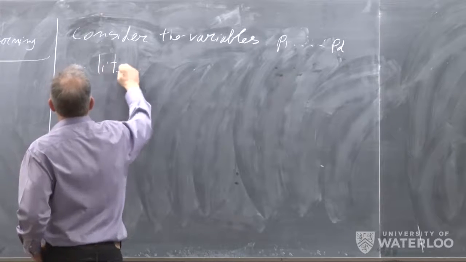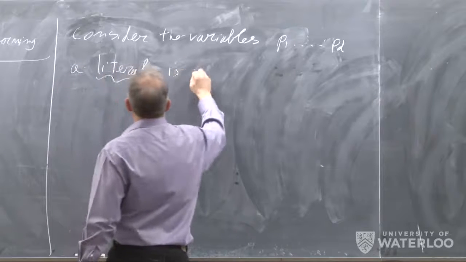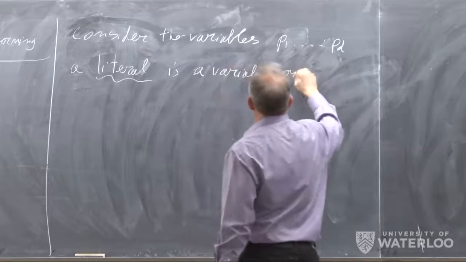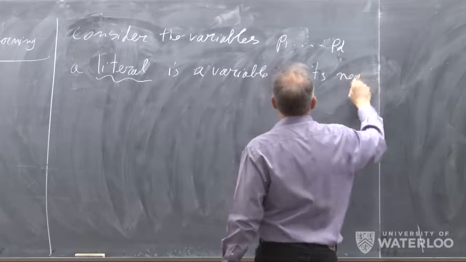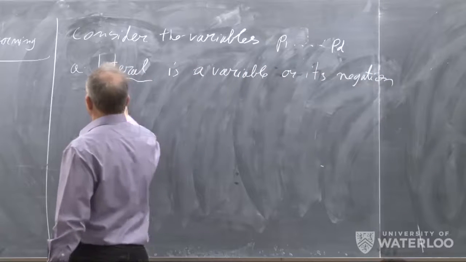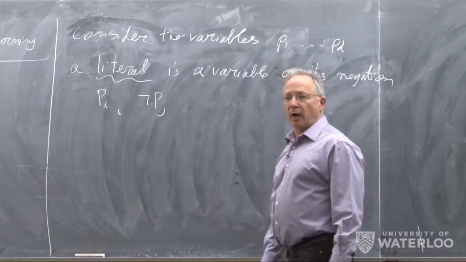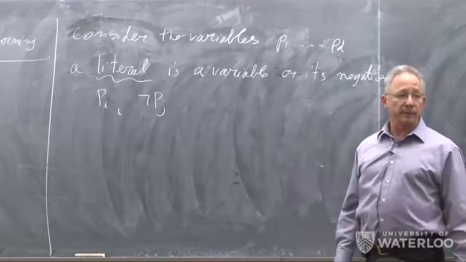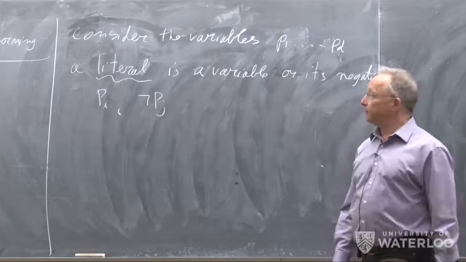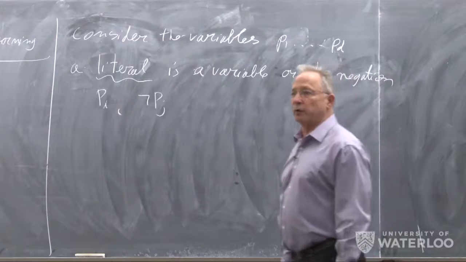A literal is a variable or its negation. So a literal could be either pi is a literal or not pj is a literal. These are literals. So how many literals do I have over d variables? Yeah, 2d literals. And then I move to the next step and I say what is a conjunction.